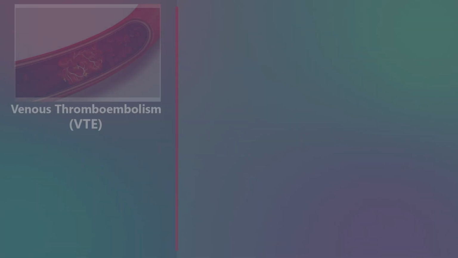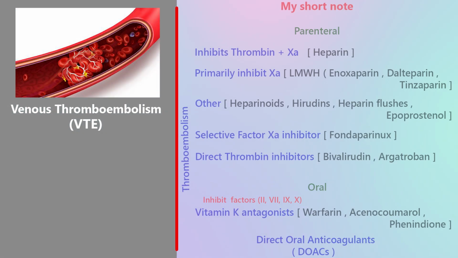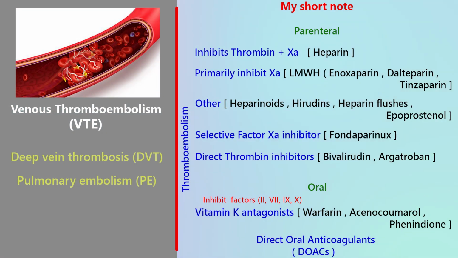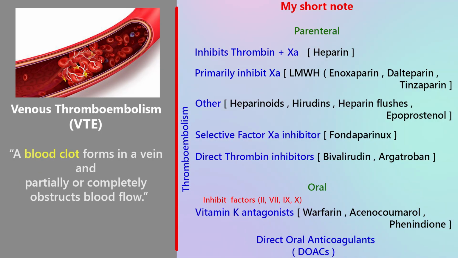Let's start. Venous thromboembolism, or VTE, is not one disease. It is a spectrum. It includes deep vein thrombosis, which we call DVT, and pulmonary embolism, or PE. The basic idea is simple. A blood clot forms inside a vein. That clot partially or completely blocks blood flow. And remember this golden line: VTE is common, serious, and largely preventable. That is why examiners love it, and that is why doctors must respect it.